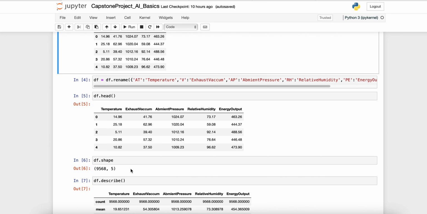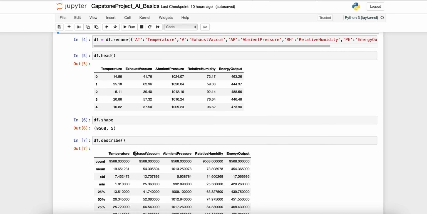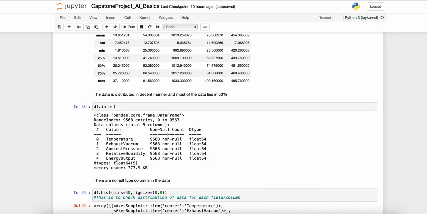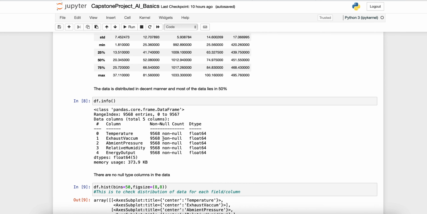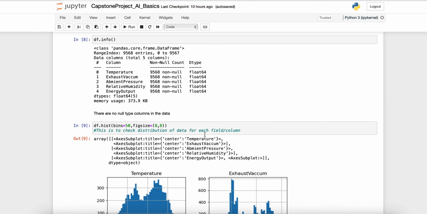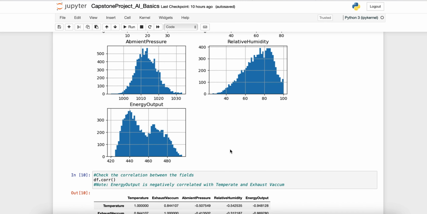It has a total of 9568 rows, so we have enough rows to investigate. And here I can see the data is distributed in a decent manner. Most of the data lies around 50%, so that's what I identified here. And there are no null values in any of the columns. They all have values, which is also good. If I print it in a visualization format, this is how it looks.